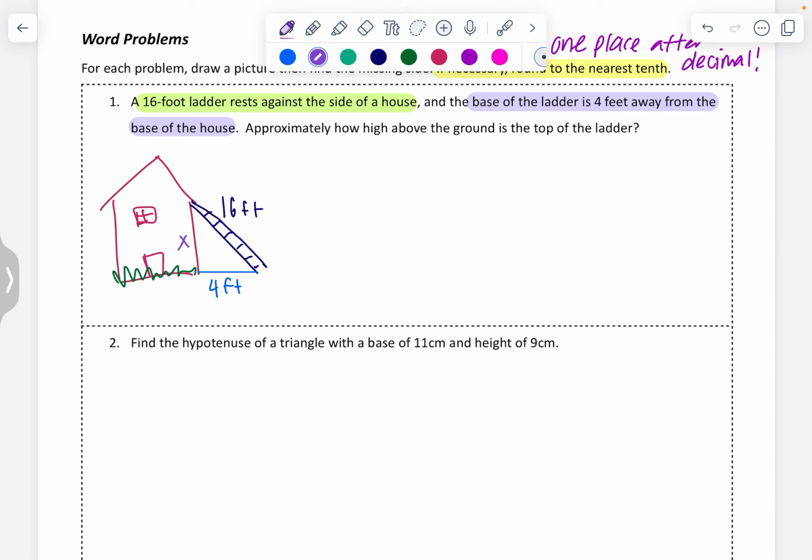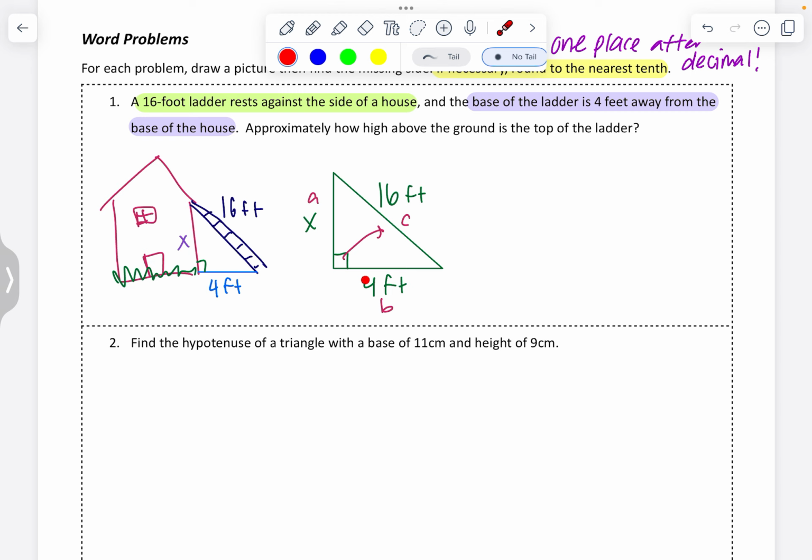So here's my triangle. I like to go ahead and redraw it. If I were to go and redraw it, here's my right angle, right? Typically houses are straight up. So there's my right angle. Here's my 16 feet. Here's my 4 feet. And there is my X. Okay. As we are labeling the triangle, across from my right angle is C. Let's say that this is side A and side B. The order of A and B actually does not matter. You just want to make sure that C is always across from your right angle.